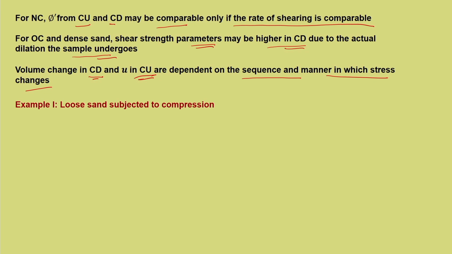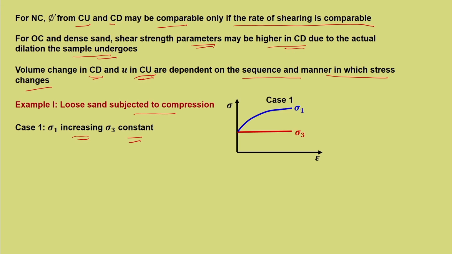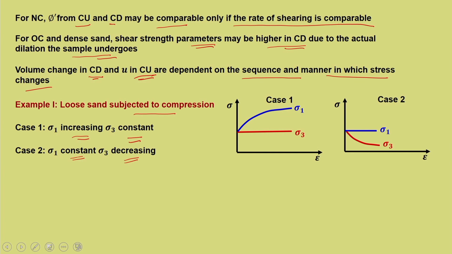So, the first example is loose sand subjected to compression. Now, we can induce this compression in two different ways. The first way is case 1, that is sigma 1 increasing, sigma 3 constant. This is a typical conventional triaxial testing, which you can see here. So, here sigma 3 is constant, whereas sigma 1 goes on increasing. Case 2 is sigma 1 constant and sigma 3 decreasing. As you can see here, sigma 1 is kept constant and sigma 3 is released.